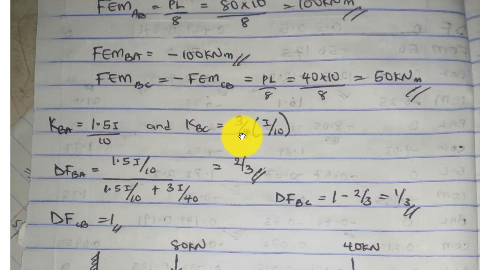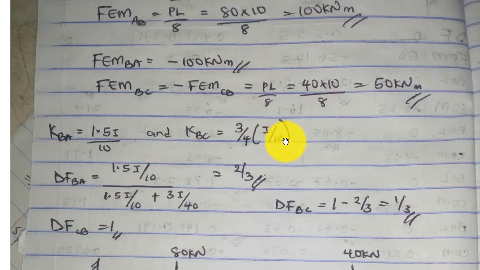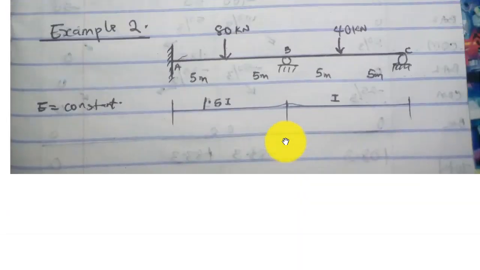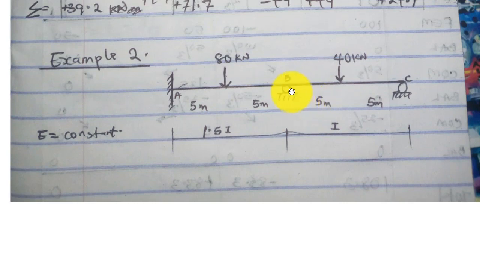Now what of KBC? KBC will now be 3 over 4 I over L. You know, we've done that from the beginning. Our relative stiffness, if it is fixed, KBA, the far end is fixed. But KBC, far end is pinned. So when the far end is pinned, your relative stiffness formula is what? 3 over 4, open bracket, I over L.